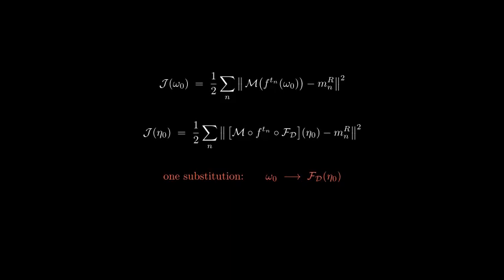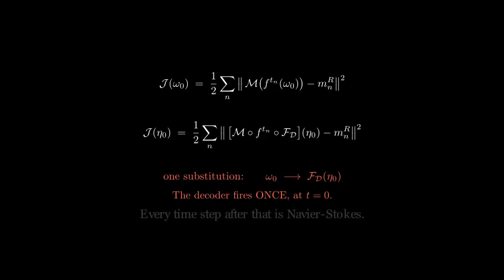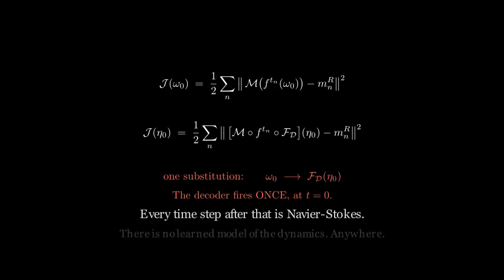I want to be exact about what did not change, because this is where people assume the physics got replaced by a network. It did not. The decoder fires once, at time 0, to turn the list into a field. After that, every time step is Navier-Stokes. The authors are explicit: the estimated trajectory satisfies the equations exactly, and there is no learned model of the dynamics anywhere in the method.